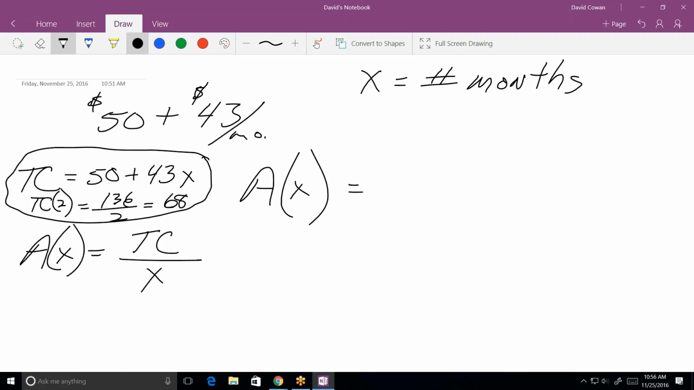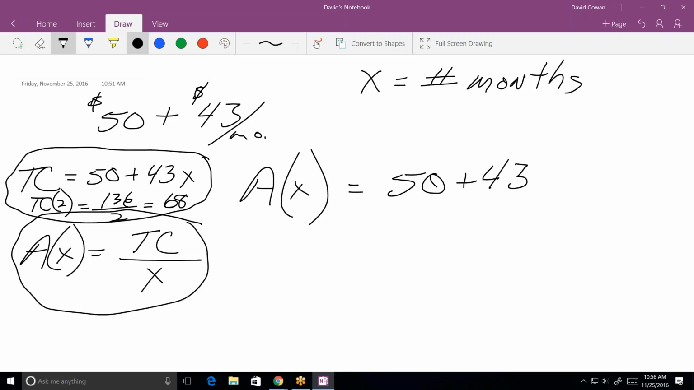But the key is the average cost is your total cost divided by the number of months. So this is the key, which makes this function 50 plus 43x all divided by x. Notice, very similar to your other problem. Right. And I had the variable in the numerator and the denominator.